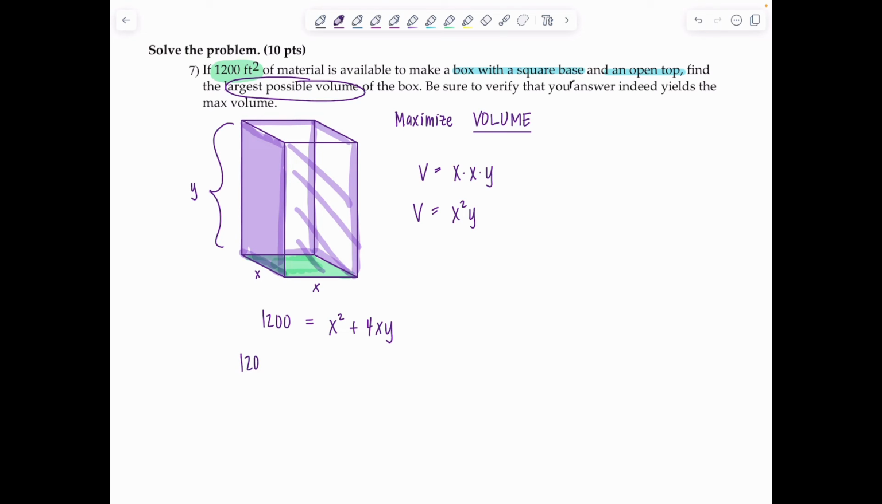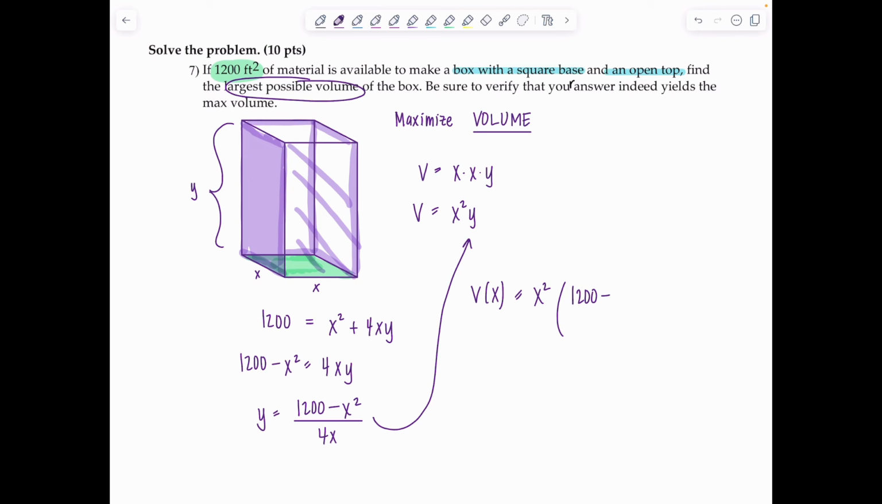So 1,200 minus x squared equals 4xy. So y equals 1,200 minus x squared over 4x. Okay, now we're going to substitute that back in here. So I can say volume is a function of x alone. And then I have x squared times, instead of y, 1,200 minus x squared over 4x. Let's clean it up because I know next I'm going to need to take a derivative to get the critical values. And right now it's looking like a hot mess.